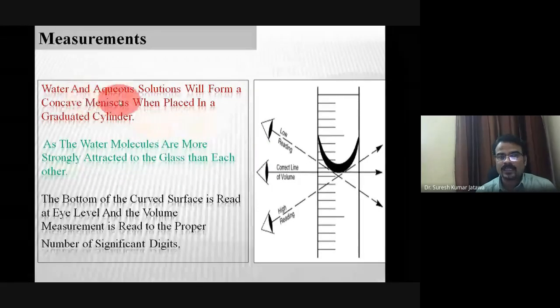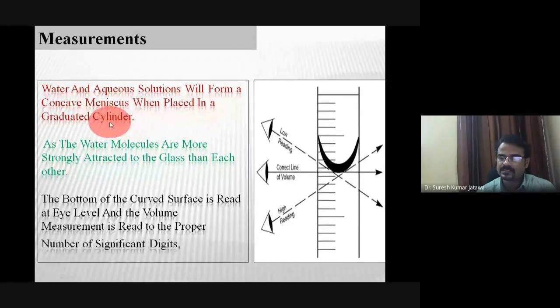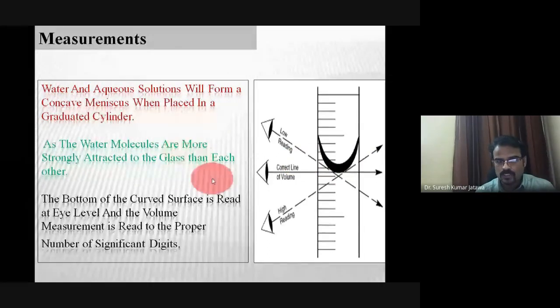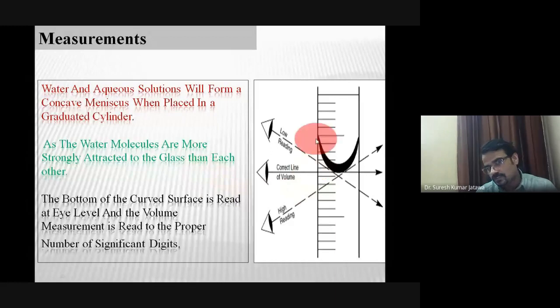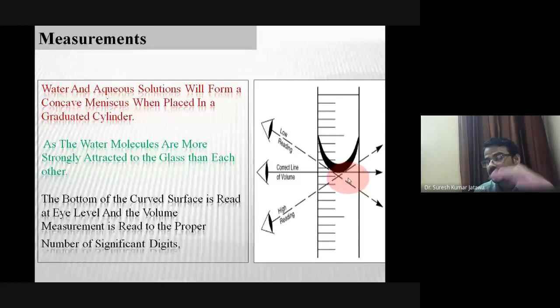Water and aqueous solutions will form a concave meniscus when placed in a graduated cylinder. So, like this, the curved shape is the meniscus, as the water molecules are more strongly attracted to the glass than to each other. So the meniscus is formed like this in a curved shape. Reading this meniscus accurately will confirm the accurate volume present in the container.